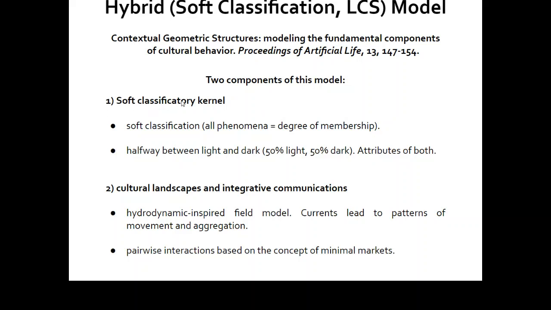The soft classificatory kernel, which is the thing I just showed you, which is where all phenomena have some degree of membership in these classification kernels. And so, like I said, halfway between light and dark, they would have a membership in both light and dark. And so you have attributes of both. So you think about a conventional classification system, you would just simply say, is it light or dark? Okay, it's maybe somewhere in between light or dark. So you would say it's 50%. But then it doesn't ask the counterfactual question, how much of it is dark, how much of it is light.